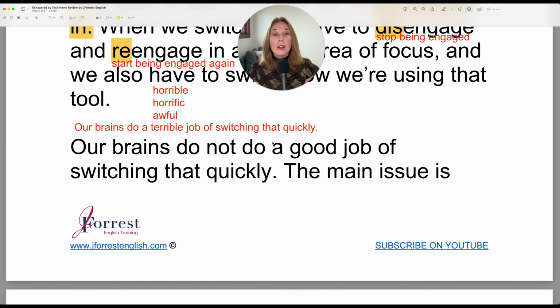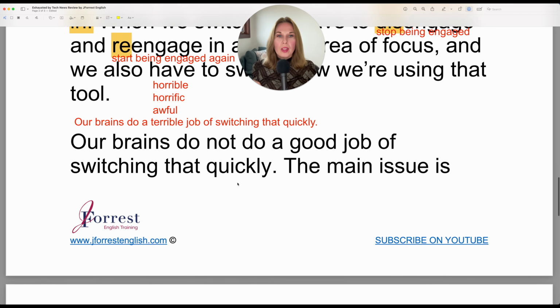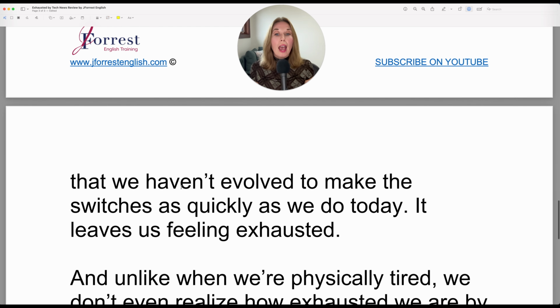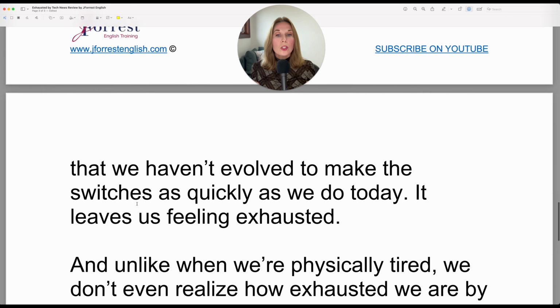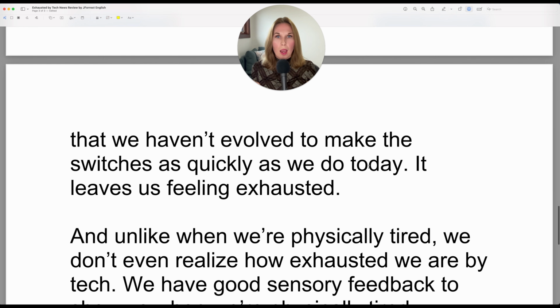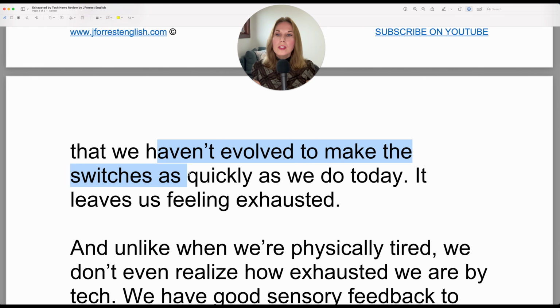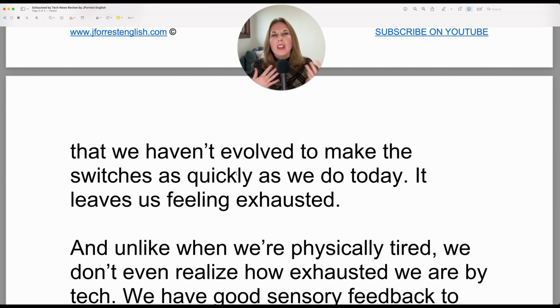Our brains do not do a good job of switching that quickly. The main issue is that we haven't evolved to make the switches as quickly as we do today. So by saying we haven't evolved to make the switches as quickly as we do today, it's saying that we are not able to. Currently, we're not equipped with that ability. We don't have that ability would be a basic way of saying it. We're not equipped with that ability is what I first said. And then I simplified it.